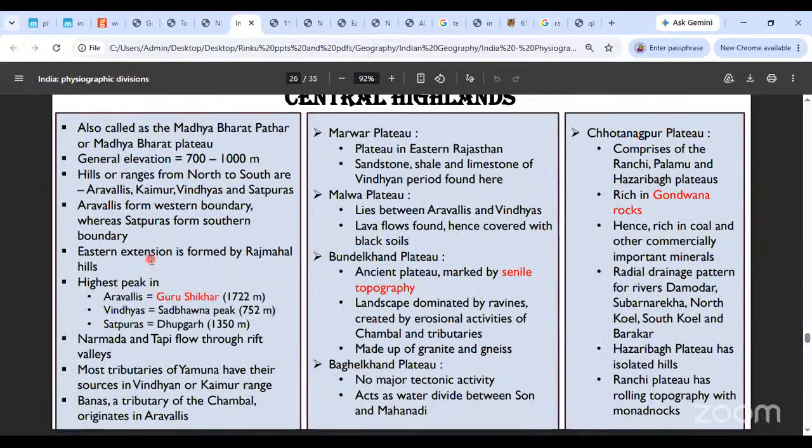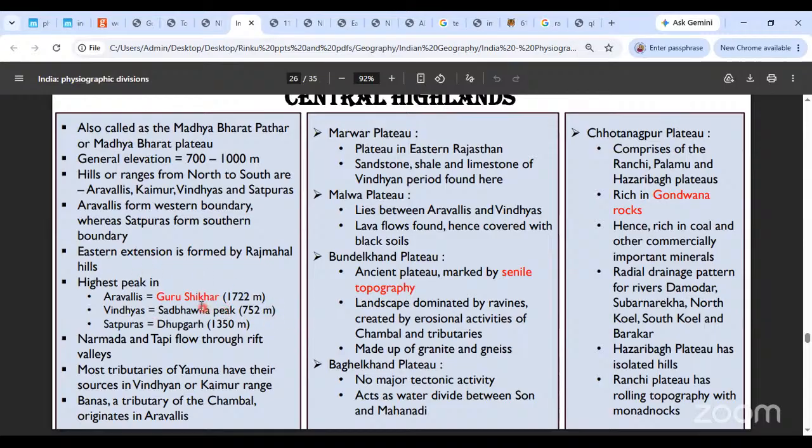Okay. So we are saying an eastern extension. So we say Aravallis form the western boundary, whereas Satpuras form the southern boundary. Okay, Satpuras will form the southern boundary, Aravallis will form the western boundary. The eastern extension will be provided by the Rajmahal gap. Rajmahal hills will be that eastern extension. Hills and the peaks of the hills are important to remember. So in the Aravallis, the highest peak is going to be Guru Shikhar, which is the tallest also.